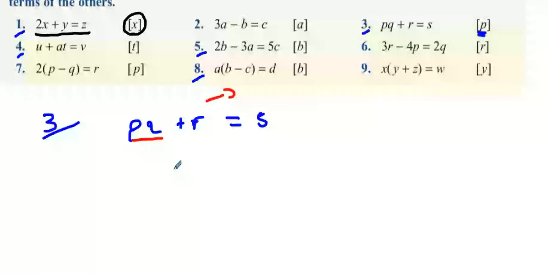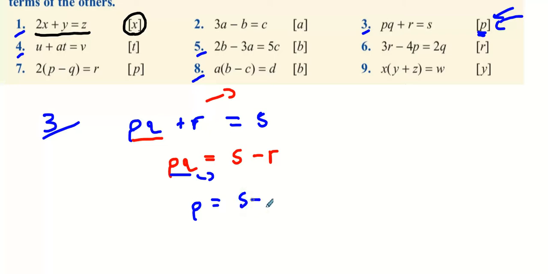Very easy for us to move the R from the left side to the right side. A plus R becomes a minus R when it changes sides. Next thing you're going to notice is it's P multiplied by Q. We don't want the multiplication by Q because we want P on its own. So we're going to bring down the Q. When the Q changes side, it turns from multiplication into division. So the answer is simply going to be S minus R over Q.